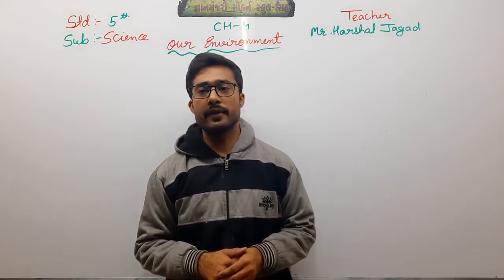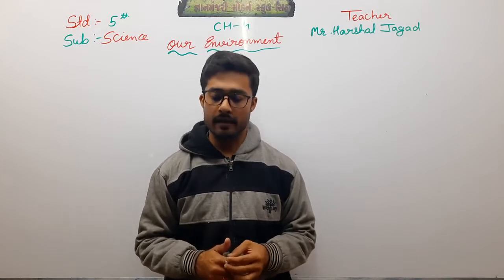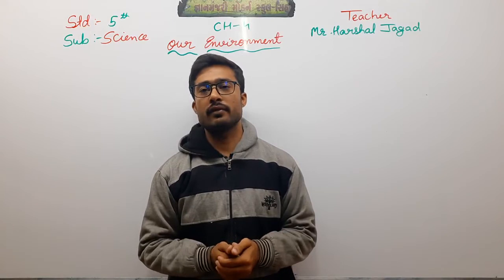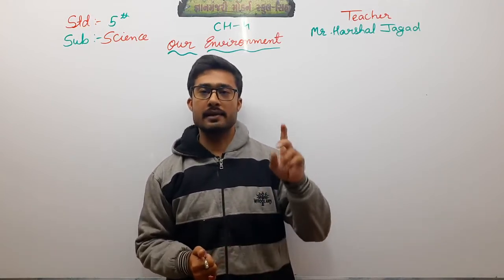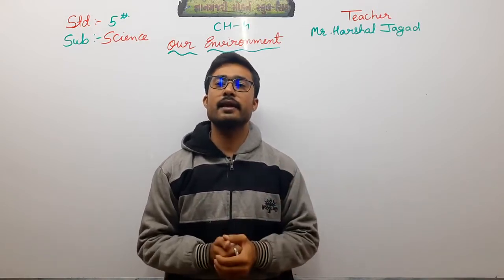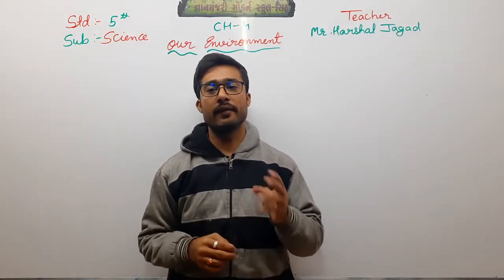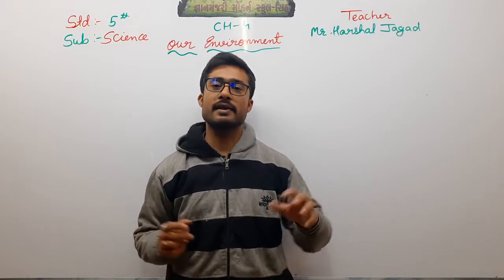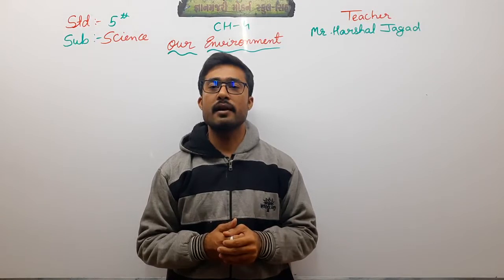So in the previous video we were going through chapter number 4, that is our environment. In that we have seen the introduction part. First of all, what is environment. In environment there are two components, the living component and the non-living component. So what are living components? All the living things around us are known as the living components, and the non-living things around us are known as the non-living components of our environment.